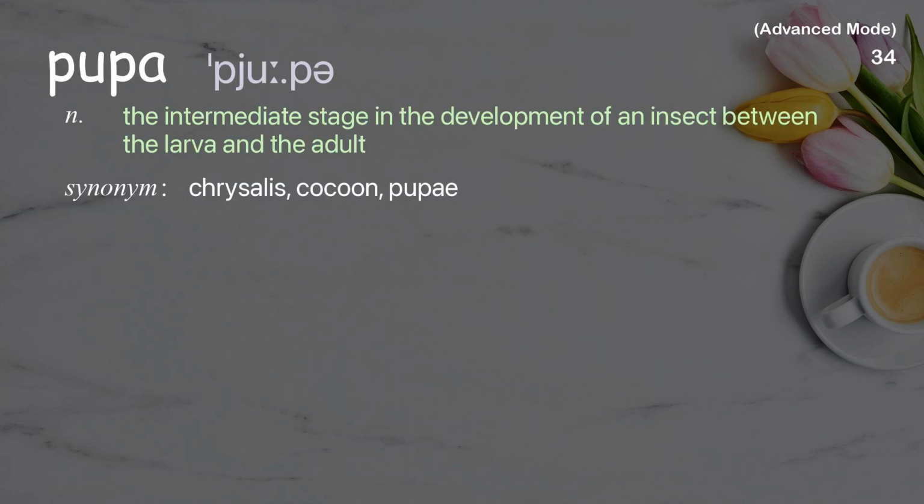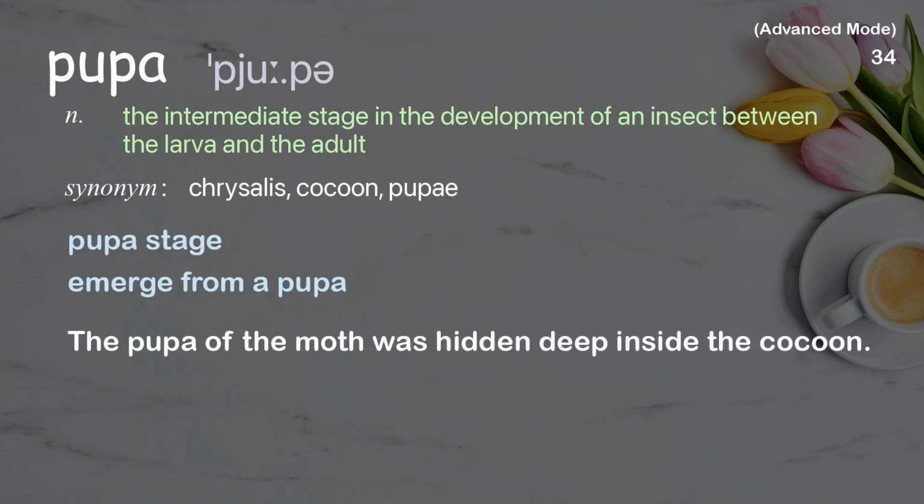Pupa. The intermediate stage in the development of an insect, between the larva and the adult. Examples: Pupa stage. Emerge from a pupa. The pupa of the moth was hidden deep inside the cocoon.